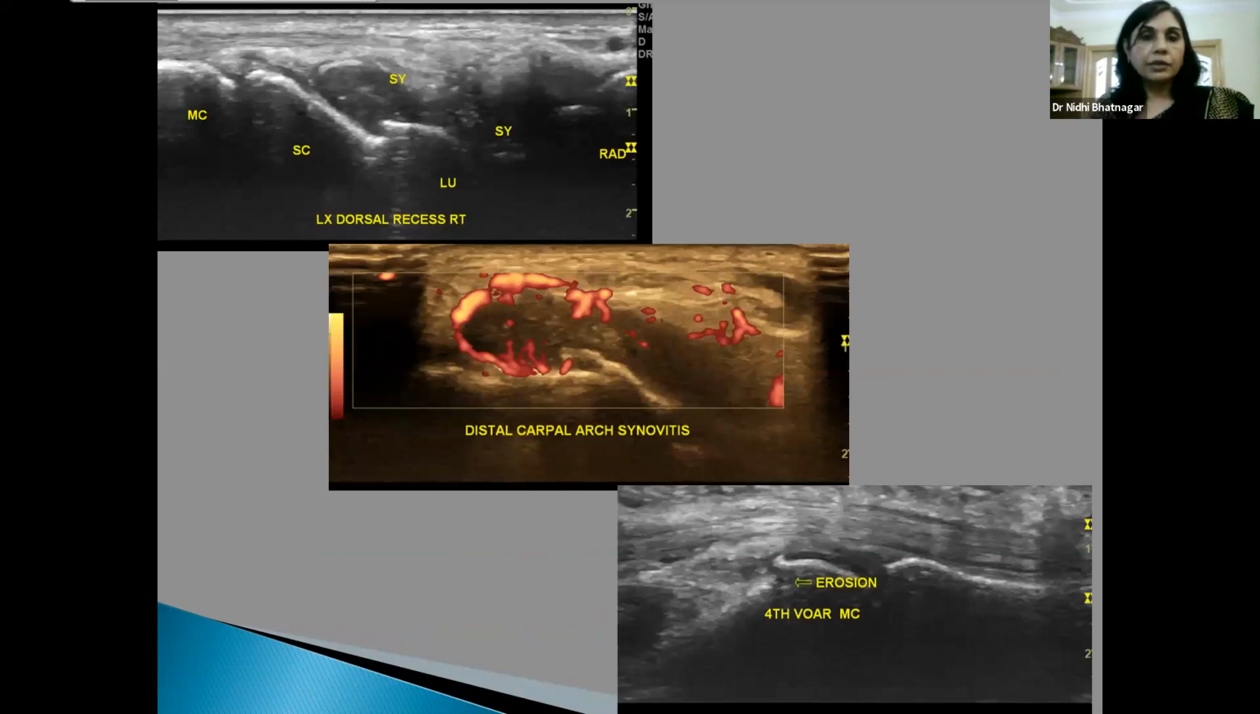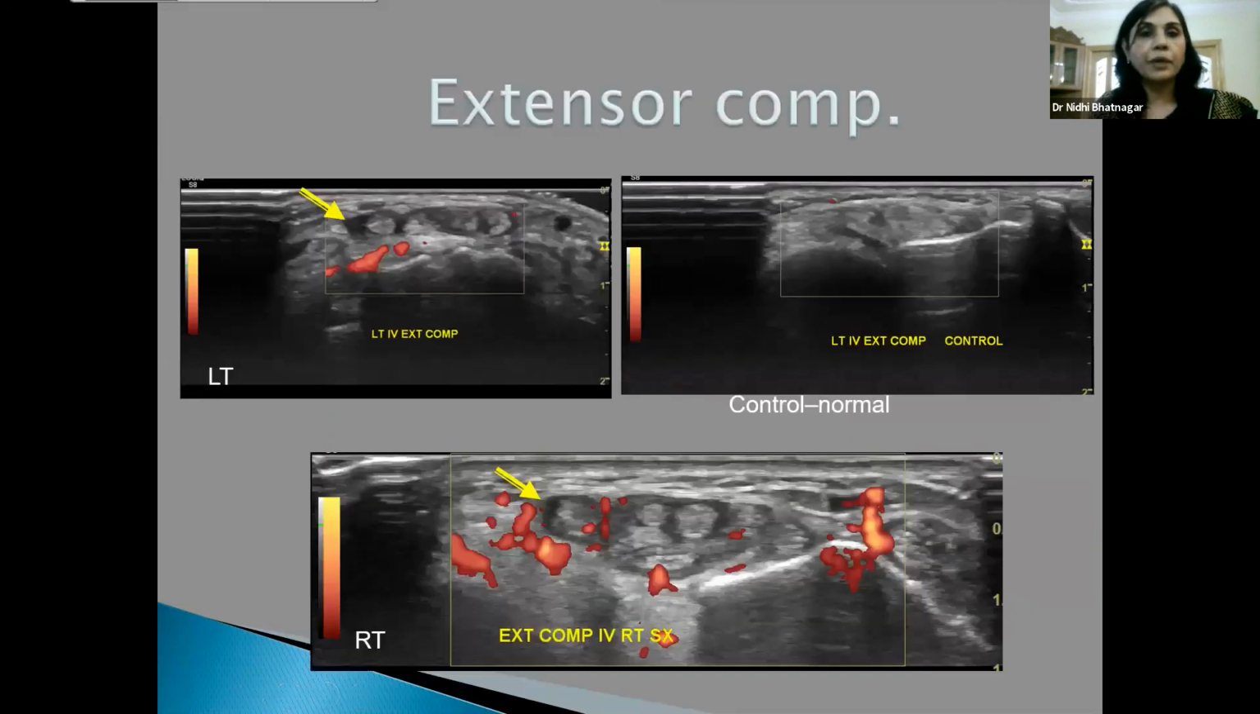Again, a grayscale ultrasound image of the dorsal recess of the wrist joint. Again, on grayscale study, you can see that there is an obvious proliferation of the synovium, which is, of course, grayscale 3. And on power Doppler study, there was just 50% involvement, so this was grade 2. But what was more important was this small, tiny erosion that we could pick up, and this was absolutely diagnostic of rheumatoid arthritis. It was a dead giveaway.